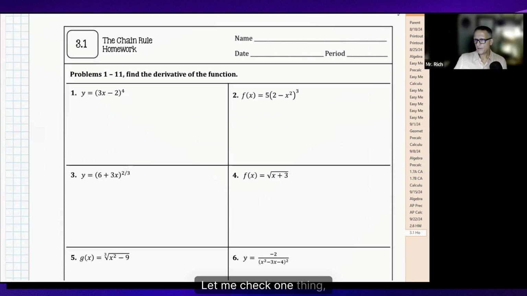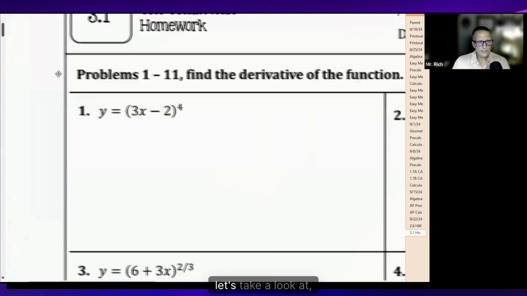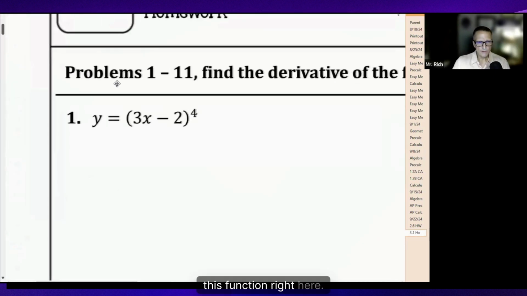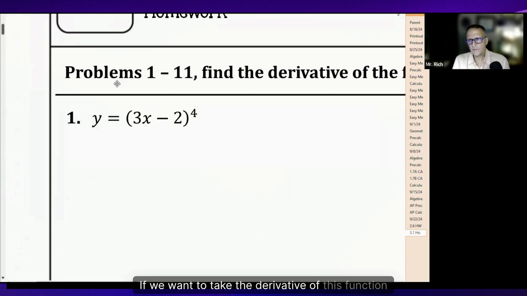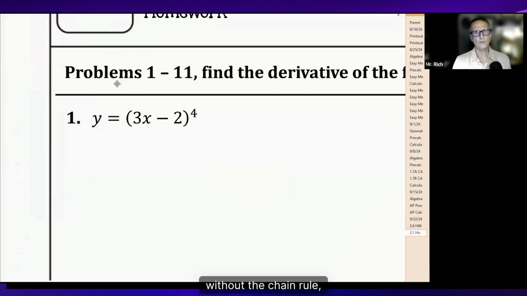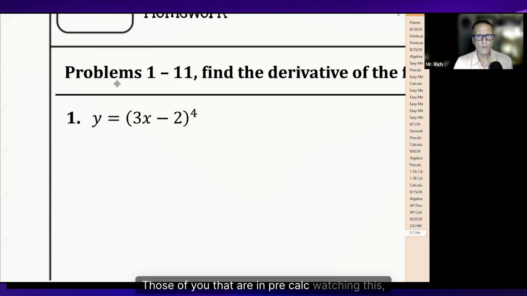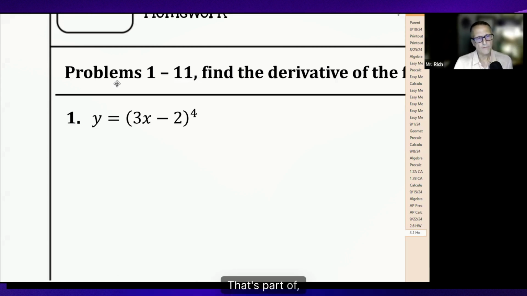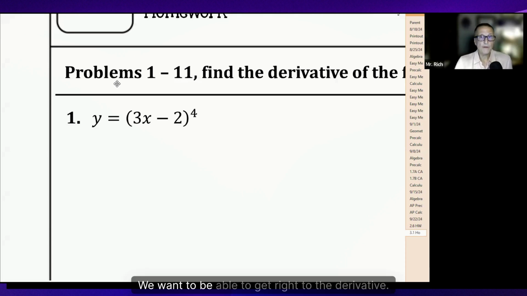Let me check one thing, though, before I do that. Let's take a look at this function right here. If we want to take the derivative of this function, without the chain rule, the only way that I really could do it is I'd have to expand that with the binomial theorem. Those of you that are in pre-calc watching this probably have been taking a look at how to expand binomials in Unit 1. That's part of, I think, lesson 111. But we don't want to do that. We want to be able to get right to the derivative. So here's what the chain rule is, if you haven't seen it before.